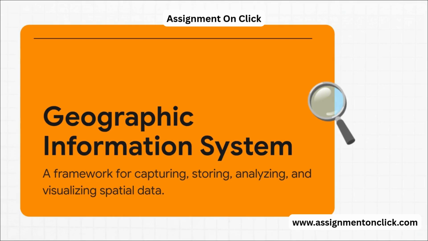So, the magic behind all this? It's something called a Geographic Information System, or GIS for short. And you can totally think of it like the brain behind one of these thinking maps. It's not just a pretty picture. It's a whole framework that captures, stores, and analyzes all kinds of geographic data. I mean, everything from roads and buildings to satellite images, even census data.